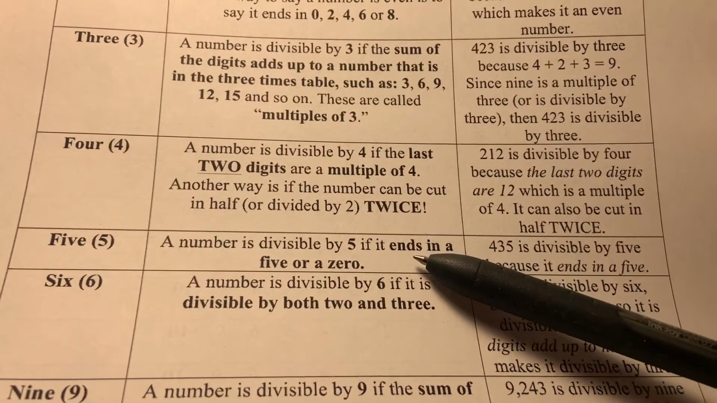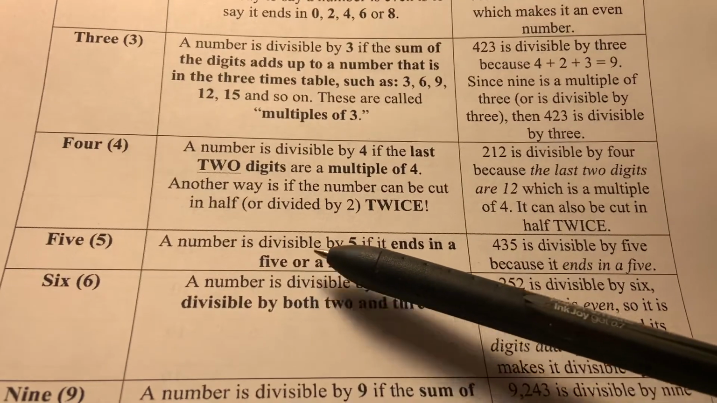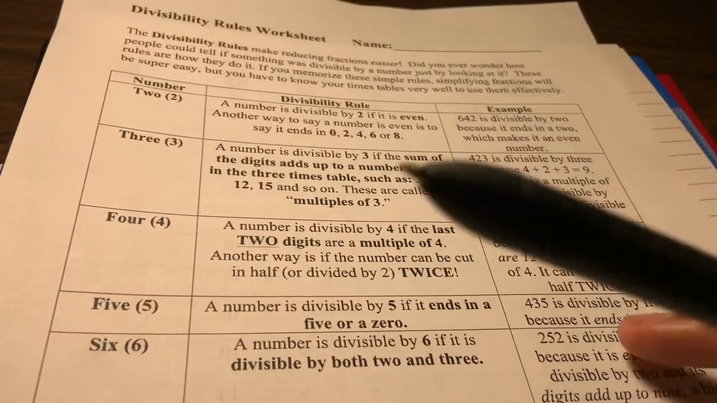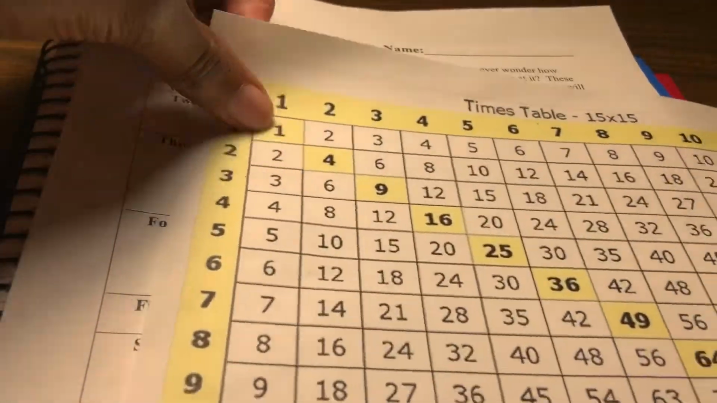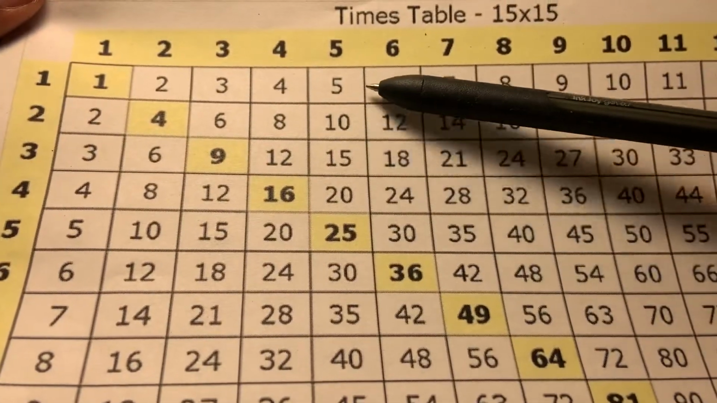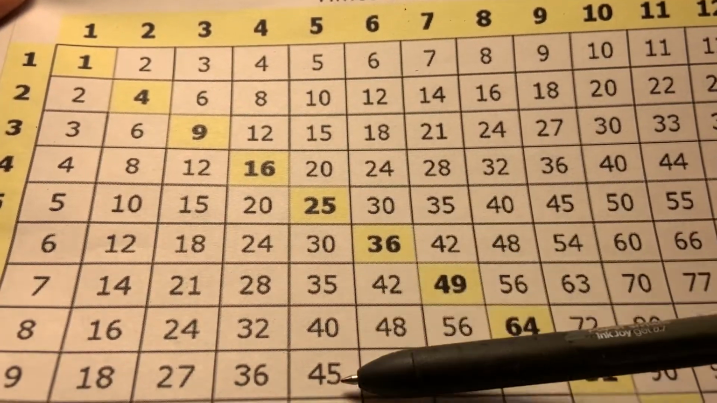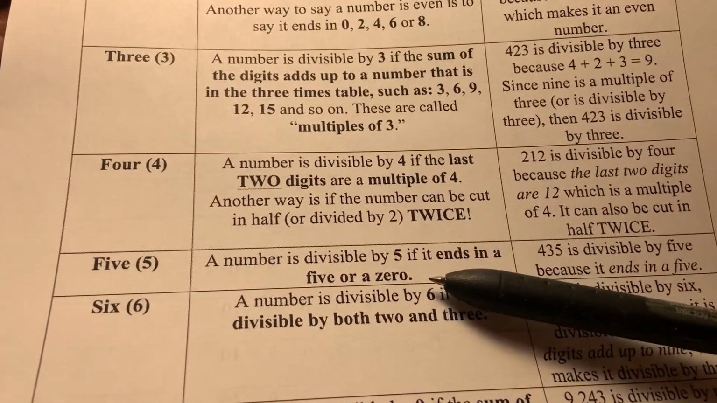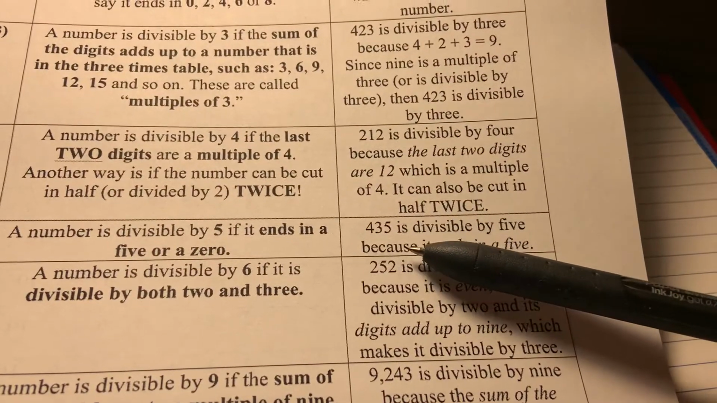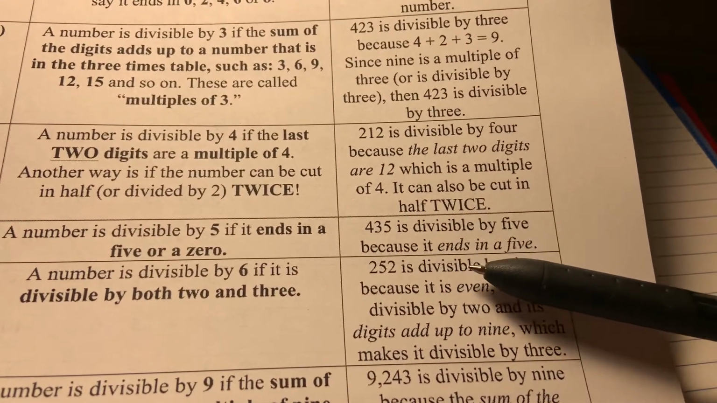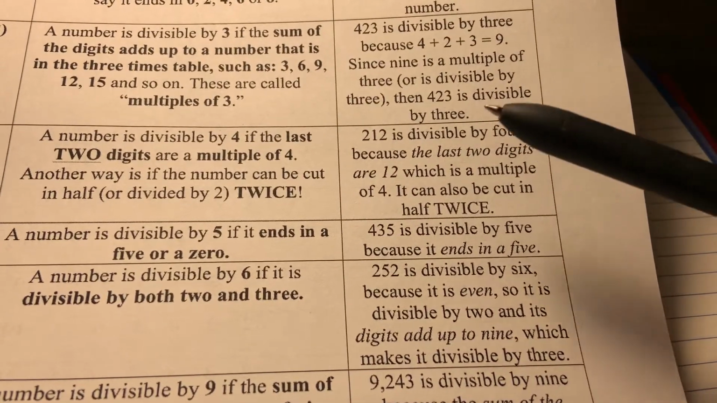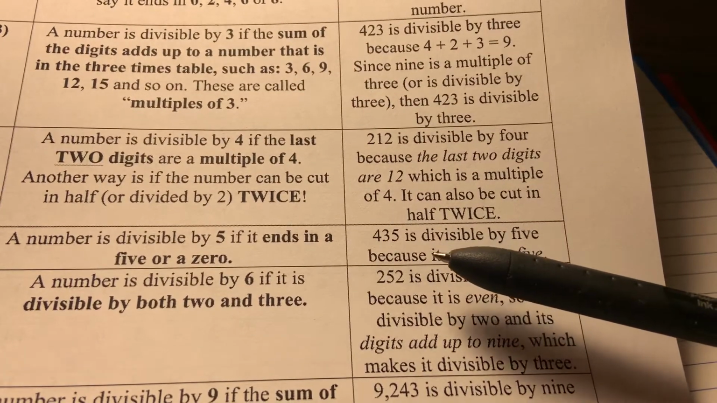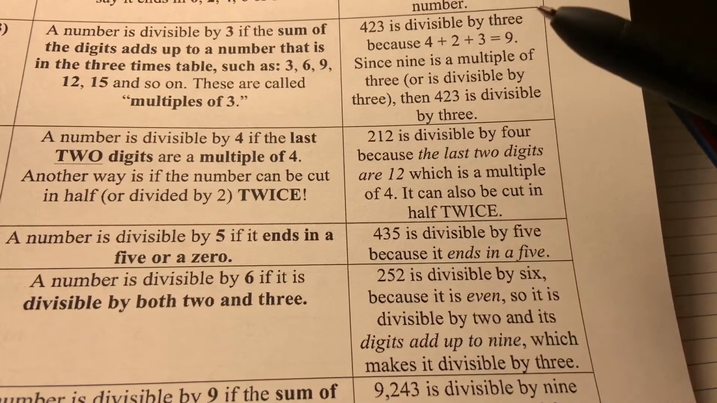Okay, there it is. Now, let's move on. 5, very simple. You all know this already. A number is divisible by 5 if it ends in a 5 or a 0, okay? And that's obvious because if you look at the 5 times table, every number in the 5 times table ends in either a 5 or a 0. For example, 435 is divisible by 5 because it ends in a 5. If it was 430, then that's also divisible by 5 because it ends in a 0.